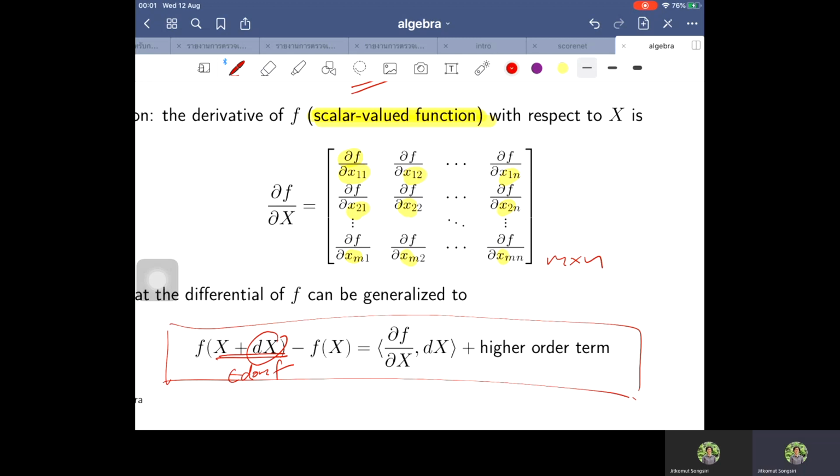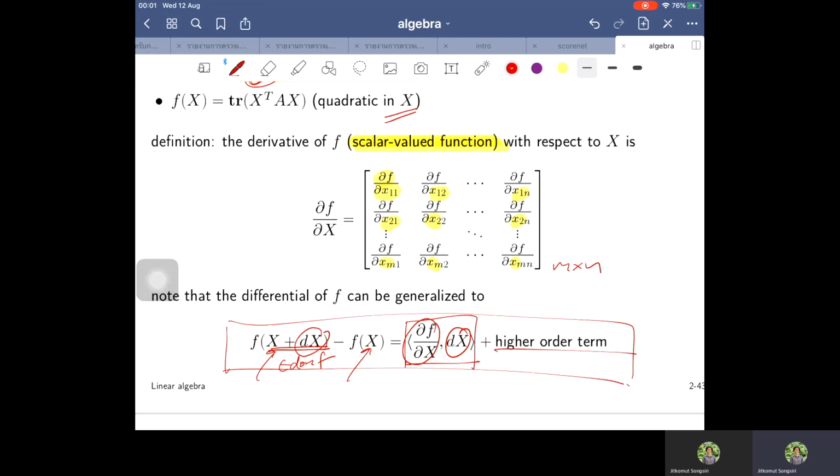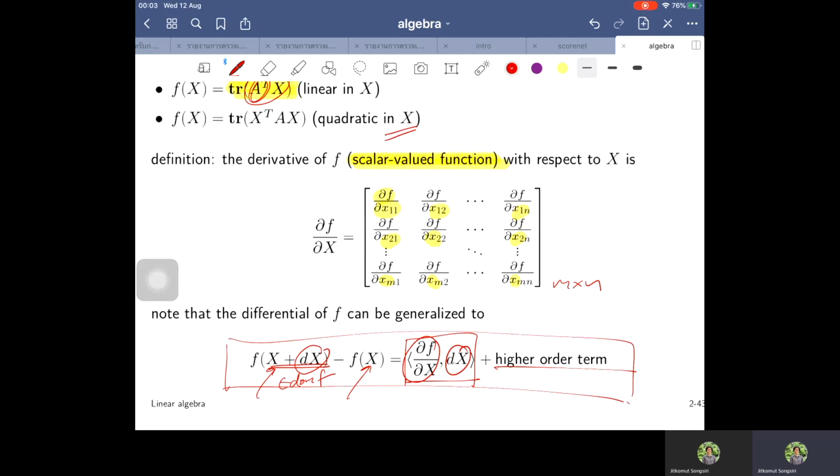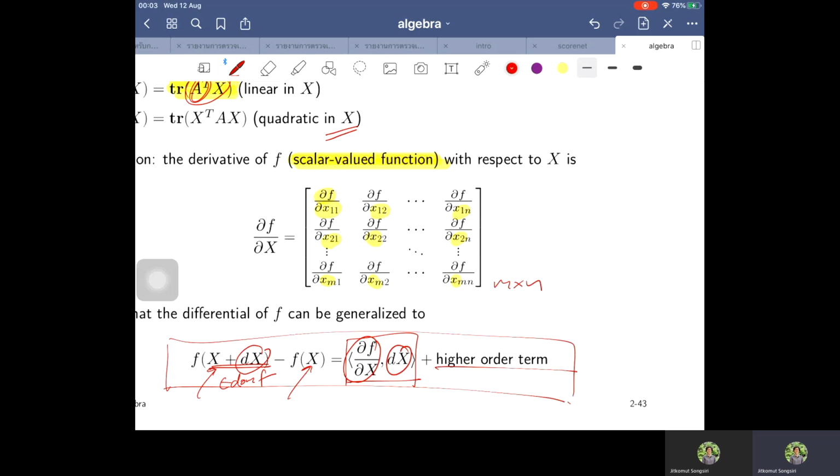Now, f of x plus dx minus f of x should be an inner product between the Jacobian, the first derivative, and the perturbation dx, plus higher order terms. So this identity is nothing new, but actually the Taylor expansion.